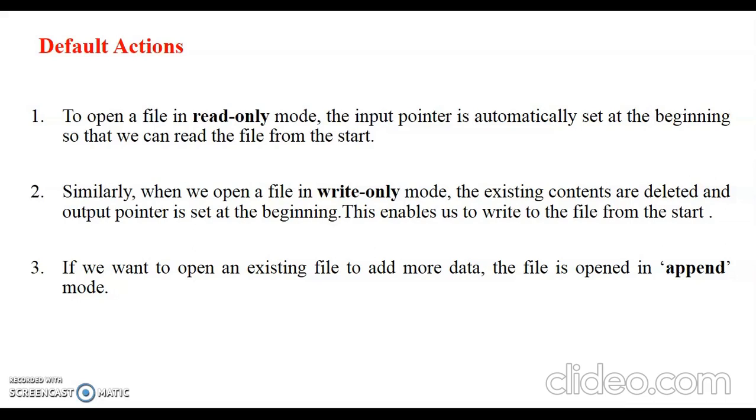Similarly, when we open a file in write-only mode, the existing contents are deleted and the output pointer is set at the beginning. This enables us to write to the file from the start. So whenever you open a file for writing, if the file exists, all the existing contents of that file are deleted and the output pointer is set to the beginning. If the file does not exist, it will create a new file and open it for writing.